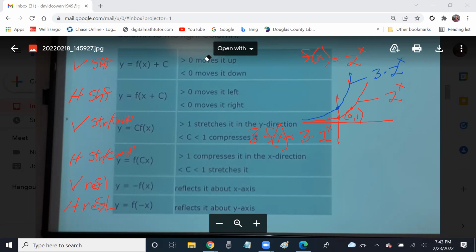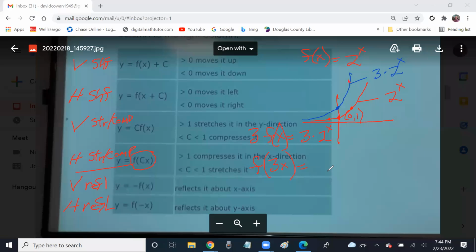Okay. Now let's talk about the horizontal stretch or compression. The last two are actually pretty easy. This is maybe the hardest one, the horizontal. Now you'll notice in the horizontal one, the C is inside, as with all horizontal transformations. So an example of this might be f of, and I'll use the same number, 3 of x.